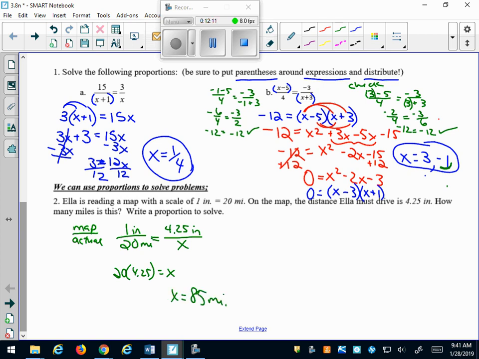Does everybody have a calculator on them? If you need one, come get one.